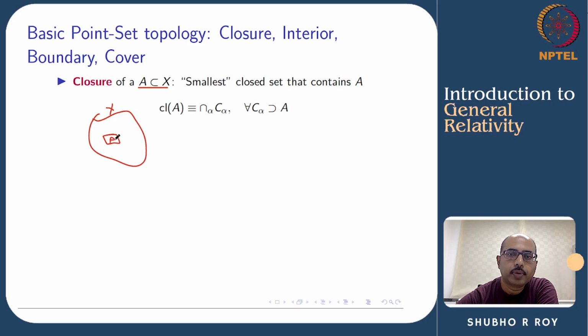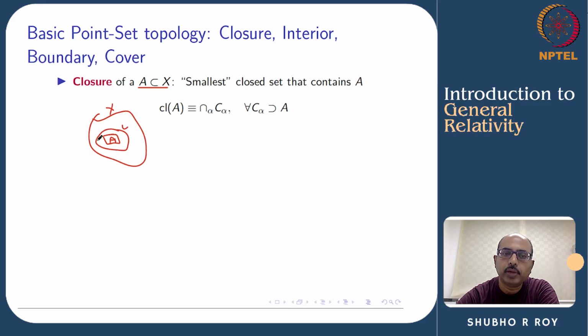Now, you consider a closed set, C, which contains A. But this has to be the smallest closed set which contains it. All right. So how do you find out which is smaller? Because we don't necessarily have the definition of a distance to determine large or small. Well, the way you define smallest is you list all the closed sets C sub alpha which contain A, and you take the intersection of all of them.